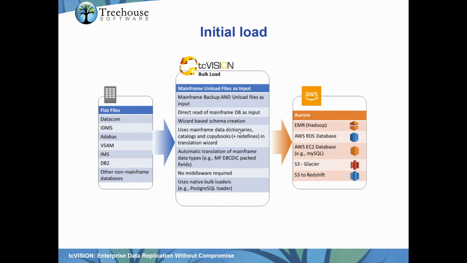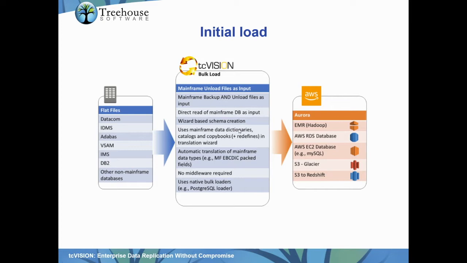So if it's going to Postgres, it'll just do a Postgres copy, for instance. This whole transformation process is going to handle everything. It's going to do all the transformation of the code types from EBCDIC to ASCII, and whatever rules you have built in the repository. There's not going to be any type of middleware requirement within the initial load. tcVISION is going to have everything you need to take that data and push it over to the target side.